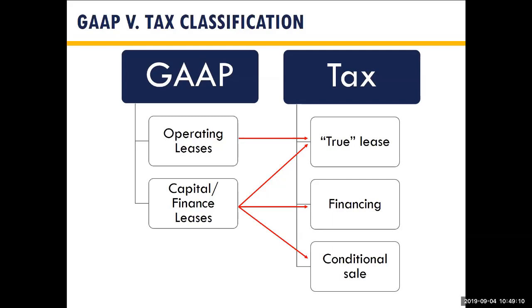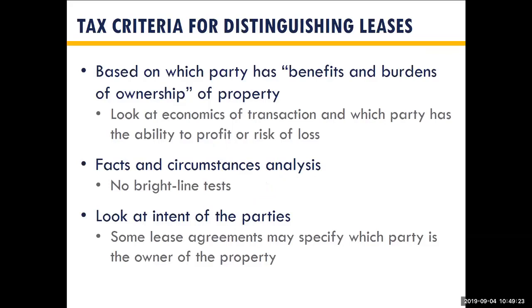In any transaction where the underlying ownership of the asset transfers, it is not considered a lease for tax purposes. You'll see those referred to perhaps as a financing or a conditional sale type transaction, but those are technically not leases. So even though the GAAP accountants may be referring to something as a lease, it may not be considered a lease for tax purposes. The tax criteria for distinguishing leases from other transactions, sales, or financing transactions are based on which party has the benefits and burdens of ownership of the underlying property.